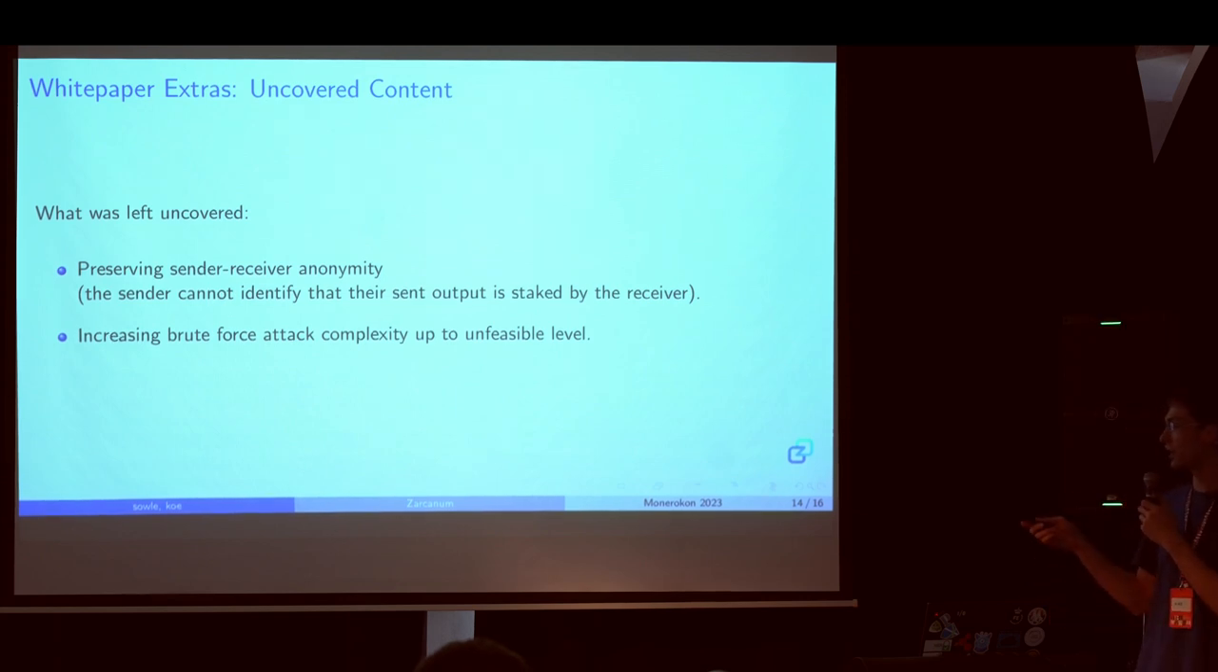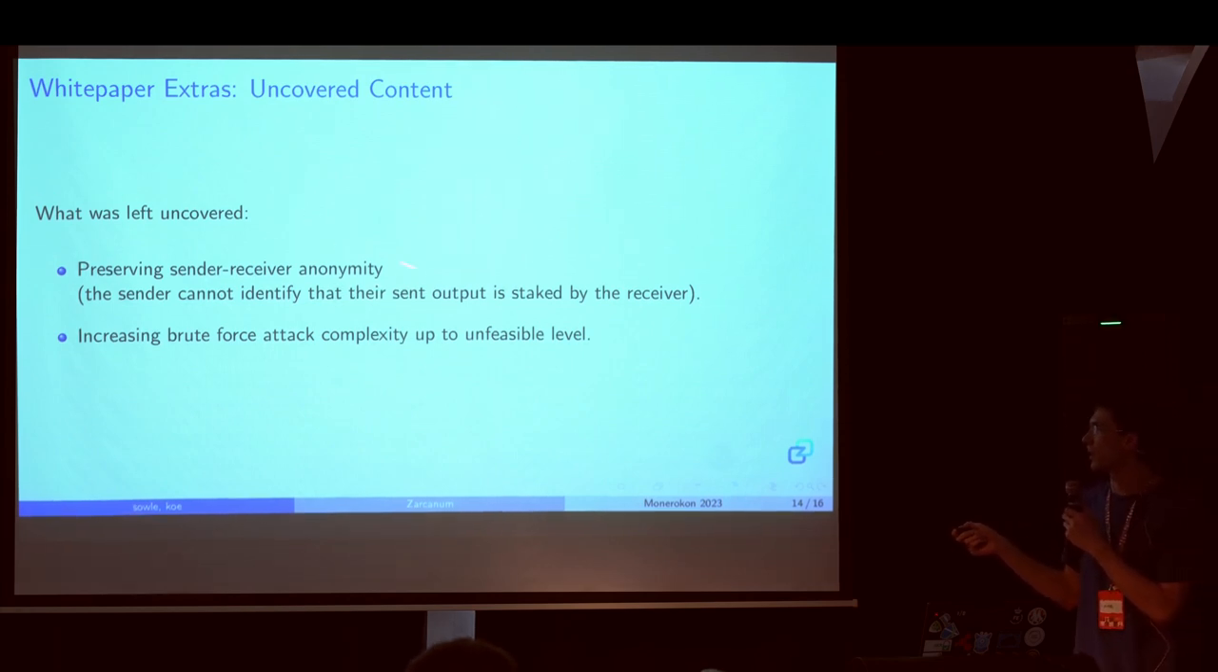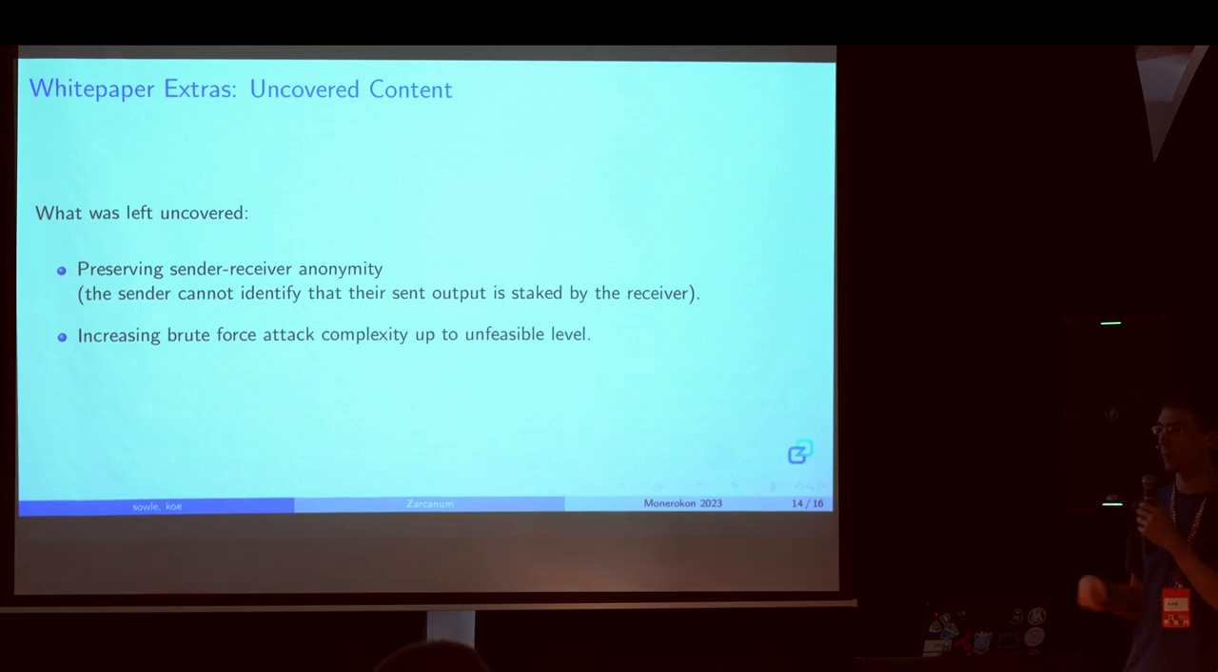Because we do not have enough time, we do not cover two important questions, which is how to fully preserve sender receiver anonymity so that the sender cannot identify when the sent output is staked. So we partially just discussed that, but there are more details. And then also, how can we prevent a brute force attack that can break privacy in this scheme?